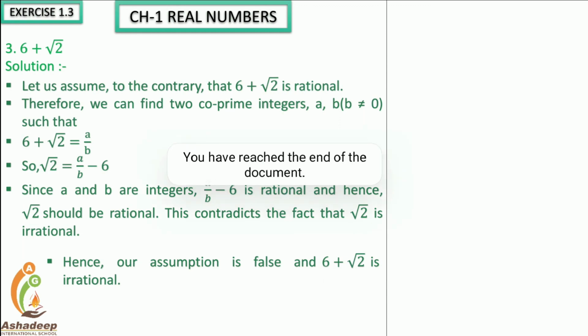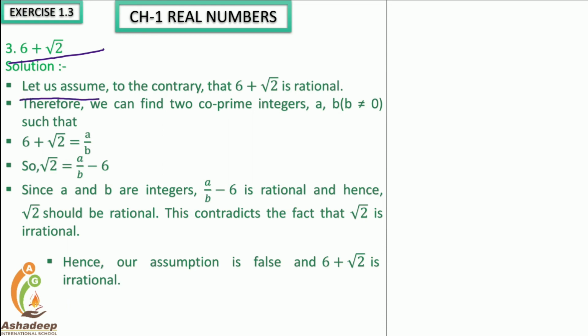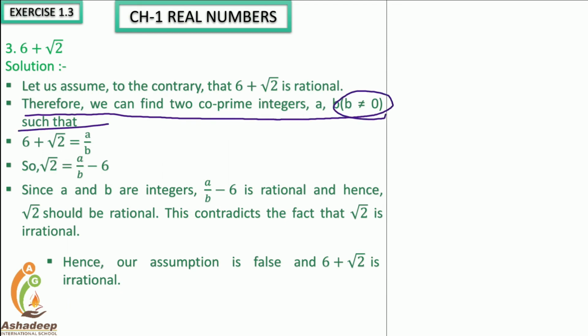Now the last sum for today, and that is 6 plus square root of 2. So let us assume to the contrary that 6 plus square root of 2 is a rational number. Therefore we can find two numbers a and b where b is not equal to 0 such that 6 plus root 2 is equal to a by b.